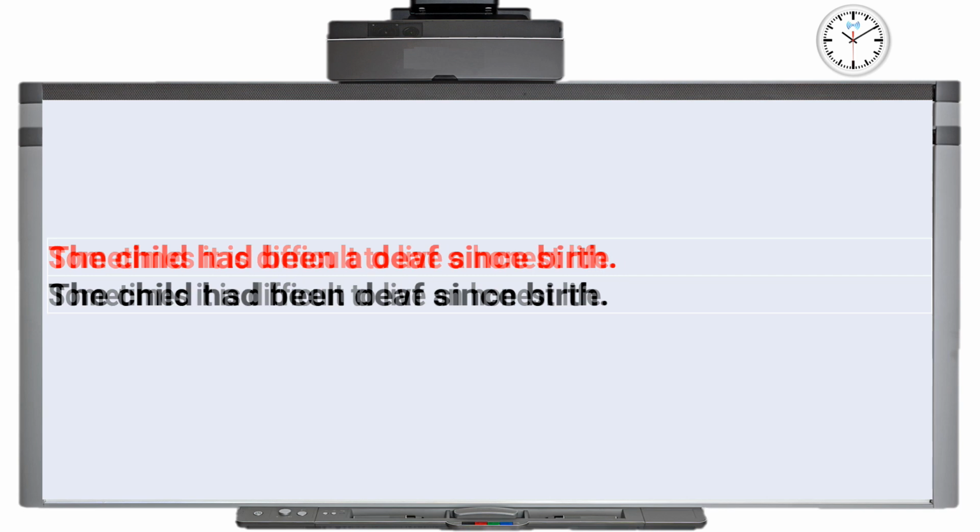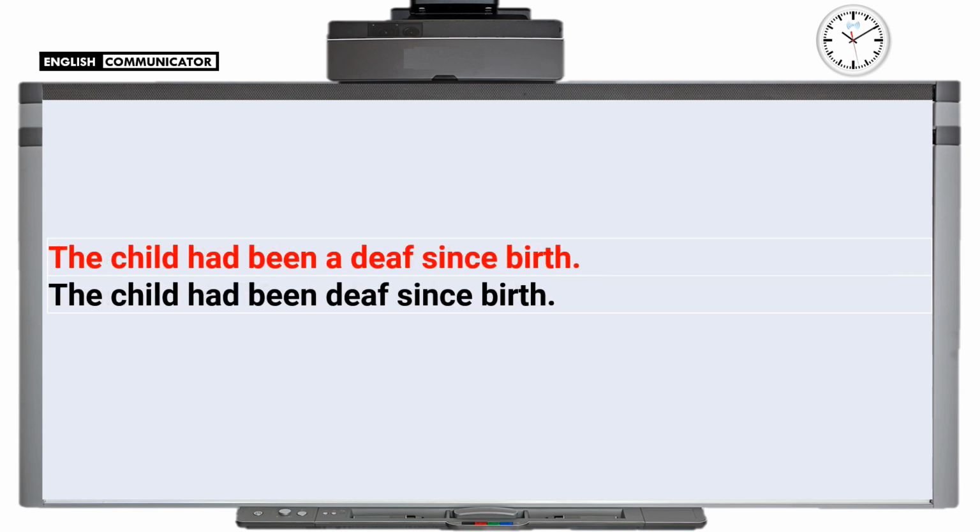Next error. "The child had been a deaf since birth." It's wrong. "The child had been deaf since birth." Why? Because it's a human being and we cannot use "a deaf child." We have to use "deaf child," not "a deaf child."